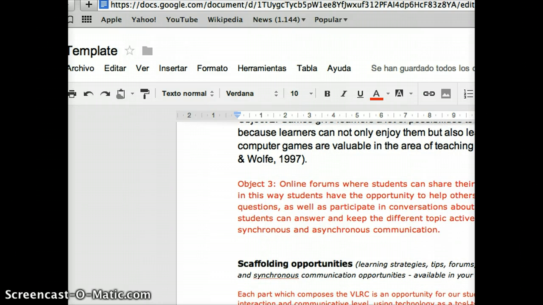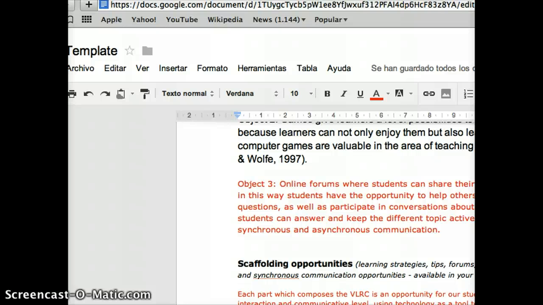Object 3. Outline forums where students can share their opinions and discuss their thoughts. In this way, students have the opportunity to help others with tips. They can answer questions as well as participate in conversations about different topics. It gives students chances to answer and keep the different topics active.